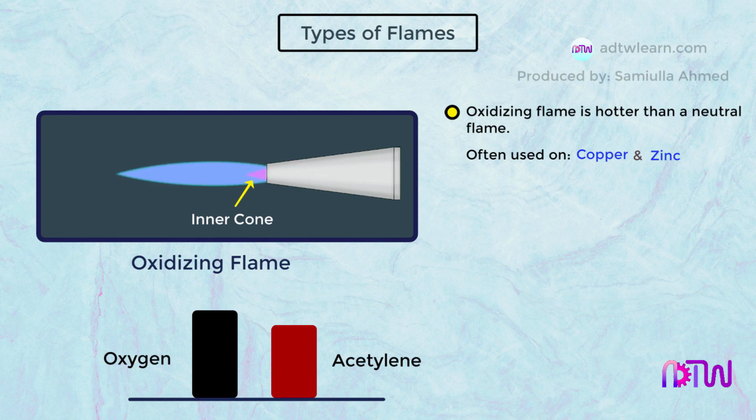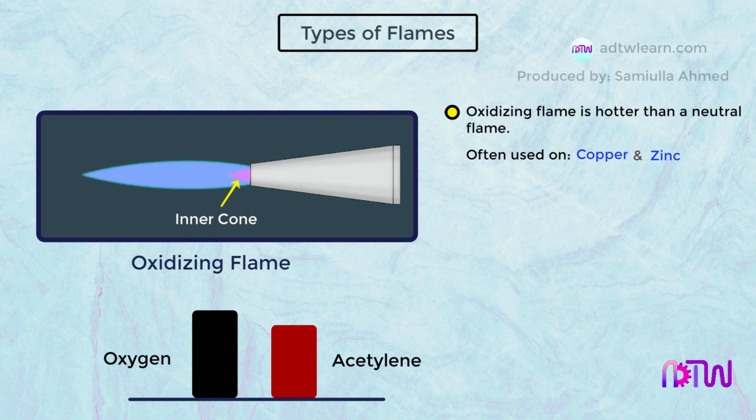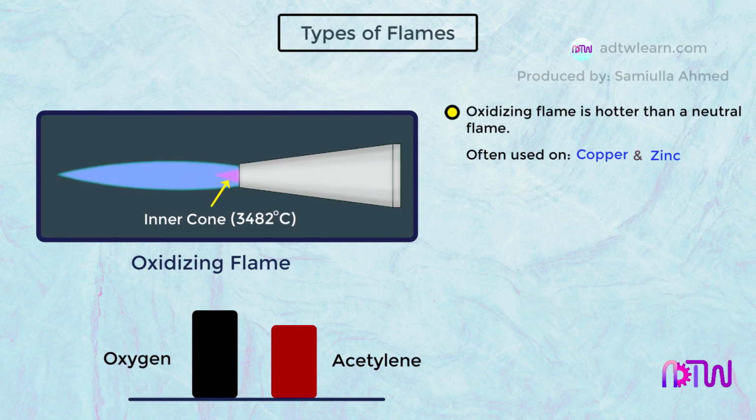An oxidizing flame can also be recognized by its distinct hissing sound. The temperature of this flame is approximately 3,482 degrees Celsius at the inner cone tip. Oxidizing welding flames are commonly used for welding metals like zinc, copper, manganese steel, and cast iron.